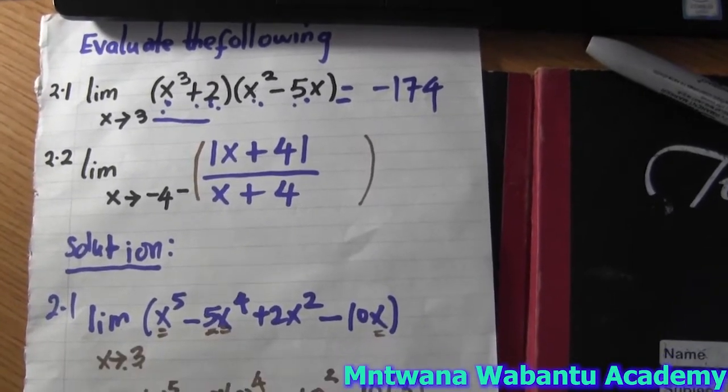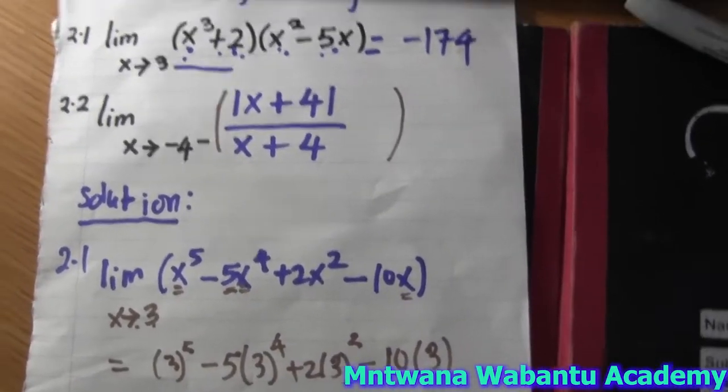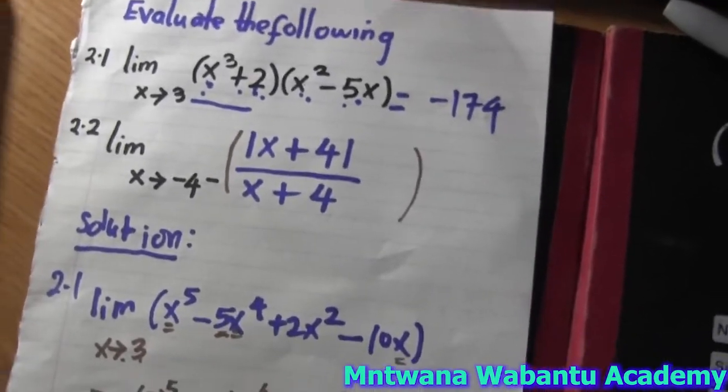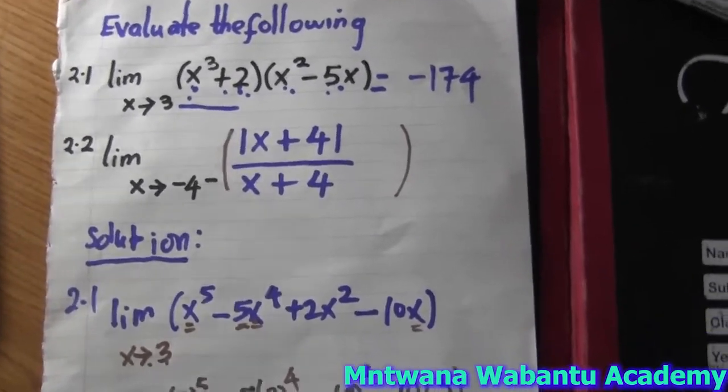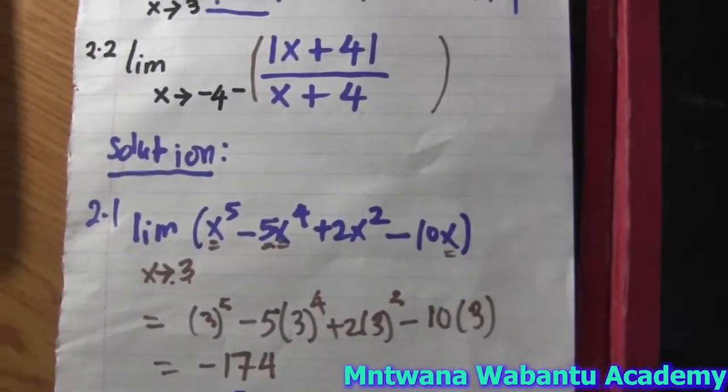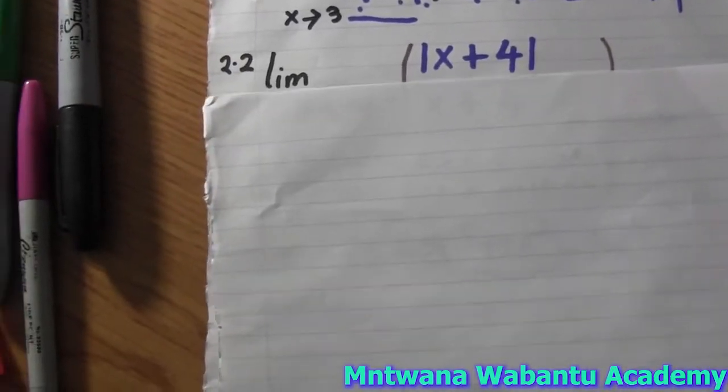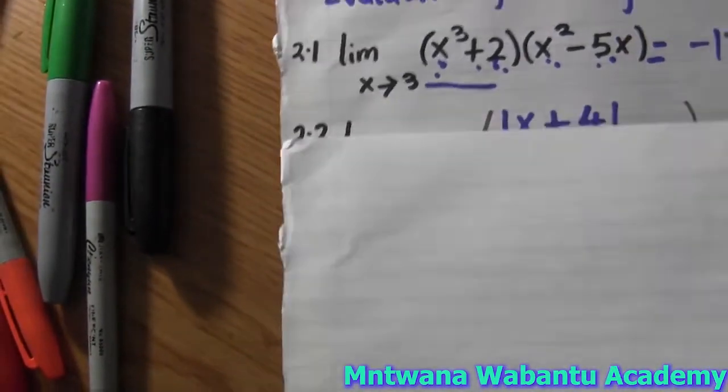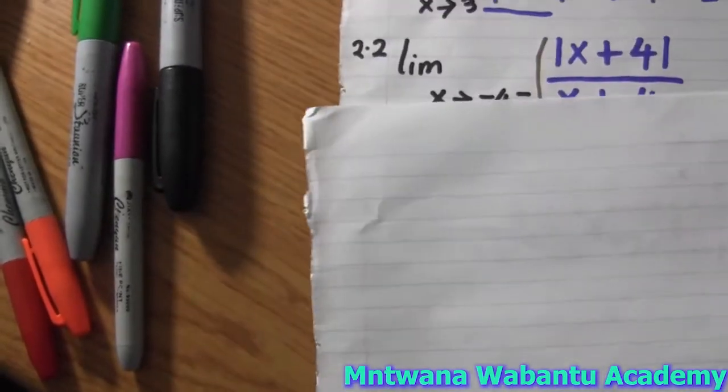We go to question number 2. For question number 2, I'm going to explain to you a little about absolute value. How does the absolute value work? So I'll take another paper here quickly. Now, let's do the absolute value now.